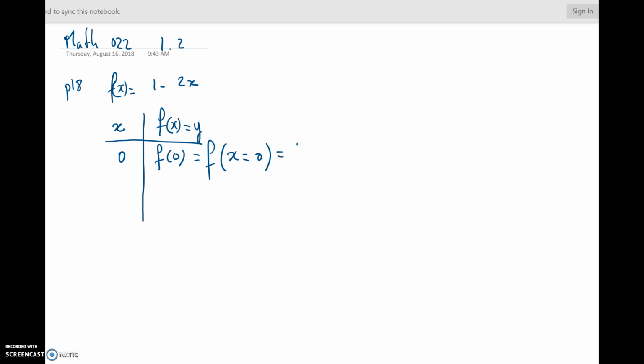You substitute 0: 1 minus 2 multiplied by 0, and you end up with an answer equal to 1. Then you can calculate f of 1, which is 1 minus 2 multiplied by 1, equal to negative 1. Even though you know it's a line and 2 points are sufficient to draw a line, you can use a negative number to make sure that you remember to use also a negative number, and you can calculate f of negative 1.